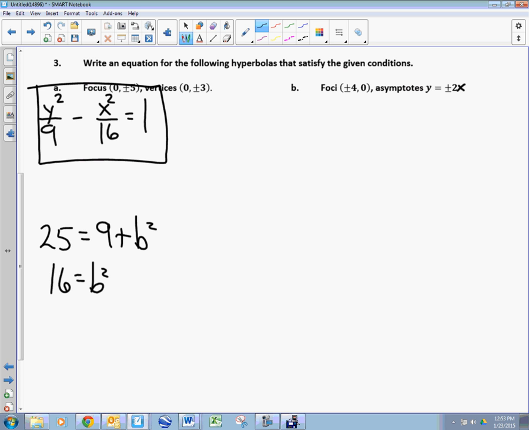Given the information that we have, can you tell me if this hyperbola opens up horizontally or vertically? Why? Foci are along the x-axis, therefore it opens up horizontally. So this is an x squared over something minus y squared over something is equal to 1. Now, what I'm going to do is sketch my asymptotes. What's the slope for the asymptotes? 2 over 1. So I will rise 2 and run 1.